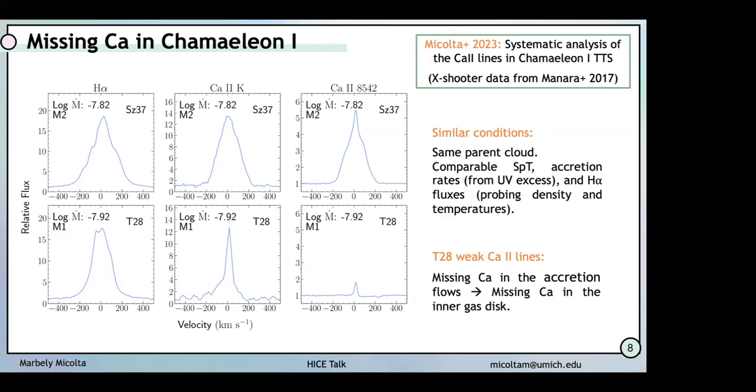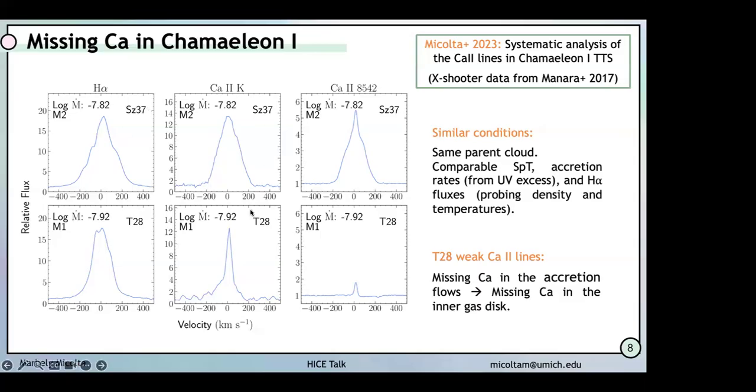These two stars are from the Chamaeleon I cloud, so they have similar conditions. They're from the same parent cloud, so they should have roughly, within error bars, the same composition initially. They have comparable spectral types and accretion rates within the uncertainties. We know that accretion rate correlates with the luminosity of H-alpha, which can probe the density and temperature of the accretion flow. So if we look at H-alpha for the two stars, we notice that they have these broad, strong profiles that we expect for the high accretion rates that these stars have.